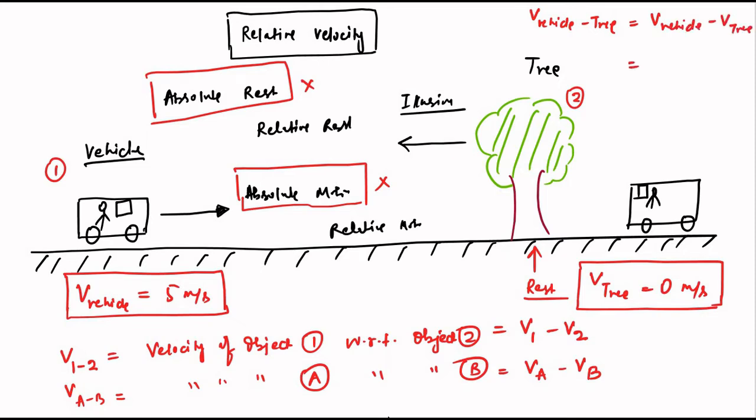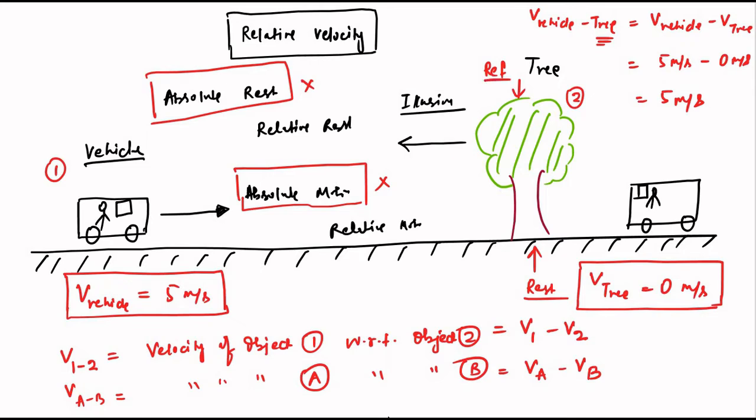It will be 5 meter per second minus 0 meter per second, because the velocity of the tree is 0 meter per second. It will be 5 meter per second. This is the relative velocity of the vehicle with respect to the tree. So it means the tree here is the reference. The second part of the subscript is the reference point.